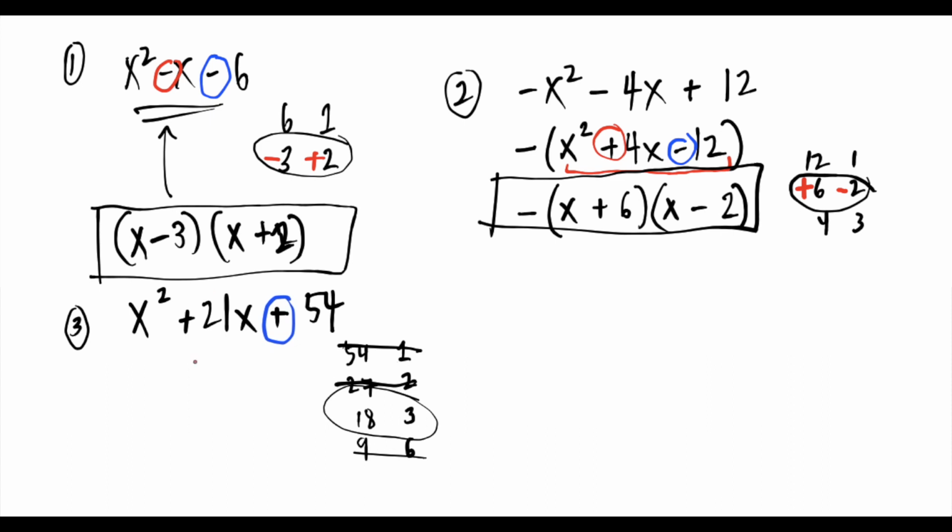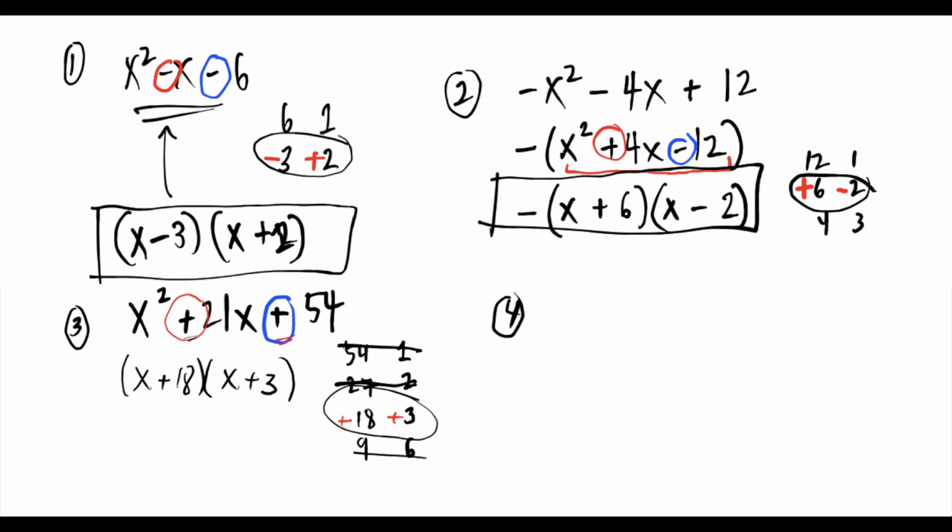Okay? So, since positive ito, and positive din ito, ano nga ulit ibig sabihin kapag positive yung constant natin or yung ating C? Ibig sabihin lang nun, pareho ang sign. Okay? Either positive pareho or negative pareho. Pero since positive to, ibig sabihin, positive silang pareho. So, our answer here would be x plus 18 times x plus 3.